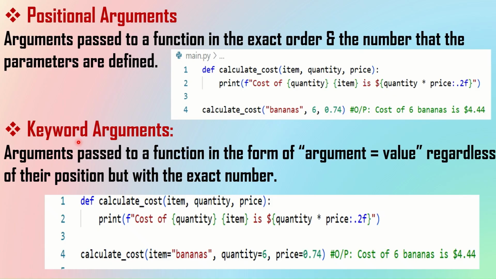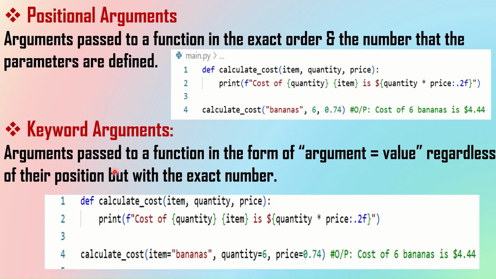So now let's see keyword arguments. Keyword arguments are also the arguments that we need to pass to a function definition while making a function call, but in the format of argument equals value. This argument may be any name that holds the value regardless of their position, but with the exact number. Like in the case of positional arguments, we need to bother about the position.